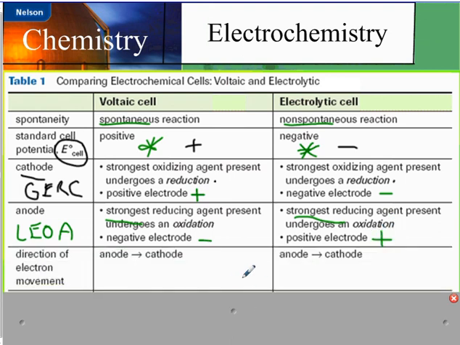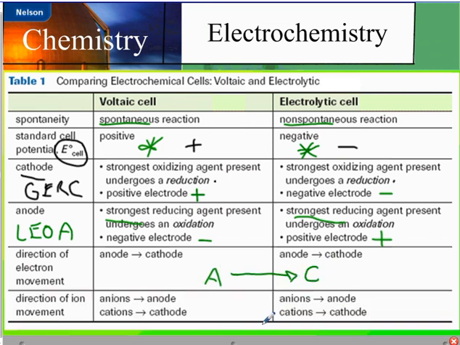The direction of electron movement is the same for both. So this doesn't change. It still flows from A to C. And the direction of the ion movement also is consistent between the two. So anions to the anode, cations to the cathode.